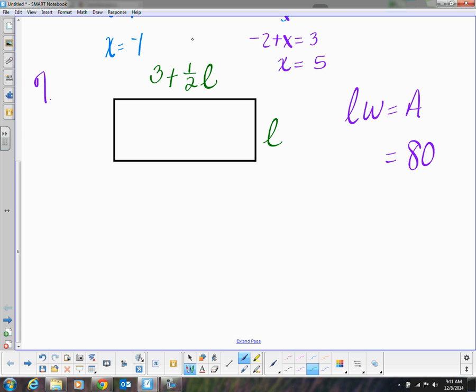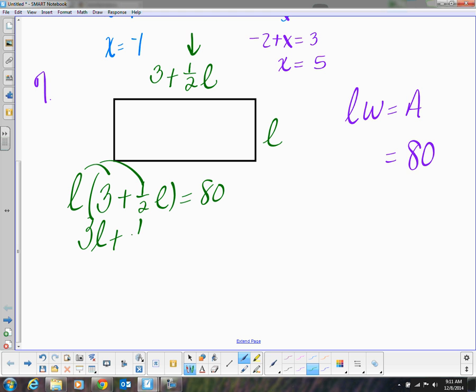Oh my gosh, what do you see? Another fraction. So out of 8 problems, you had 1, 2, 3, 4, 5 with fractions. Is that amazing? So we're going to say length times our width is equal to 80. So now we're going to distribute. We get 3L plus 1/2 L squared equals 80. How can I eliminate the half?